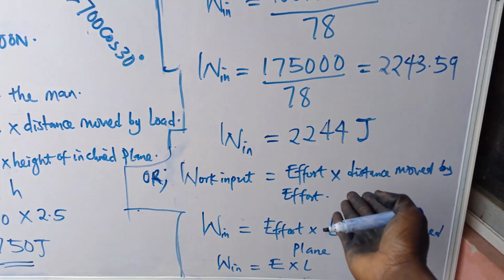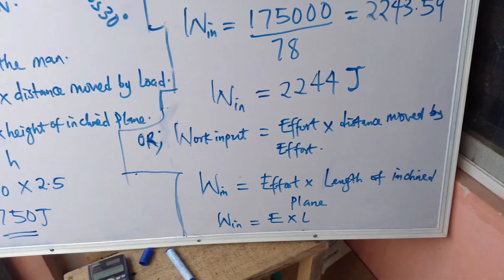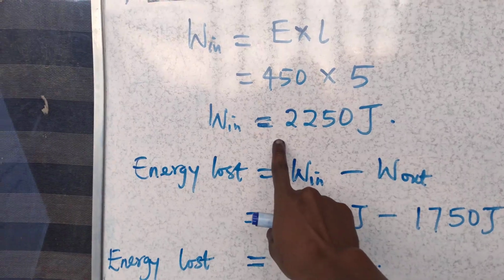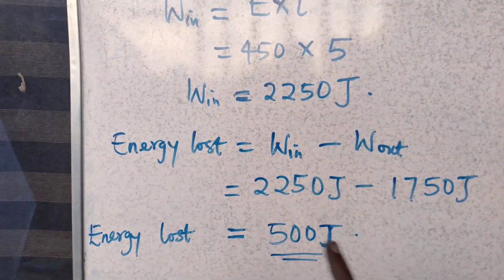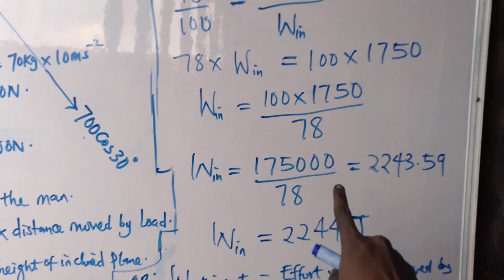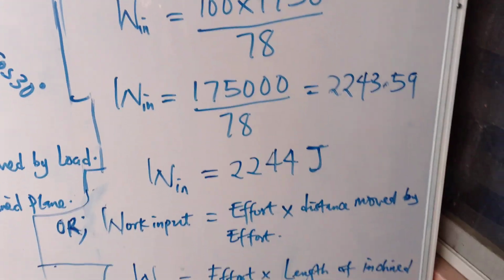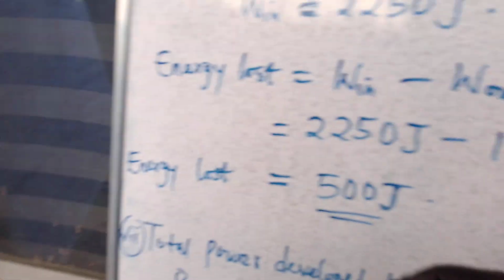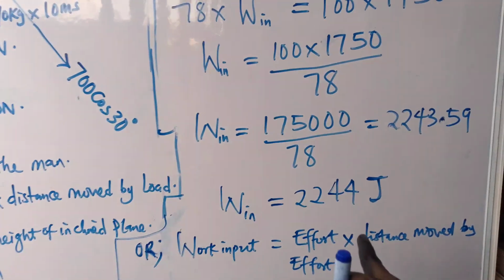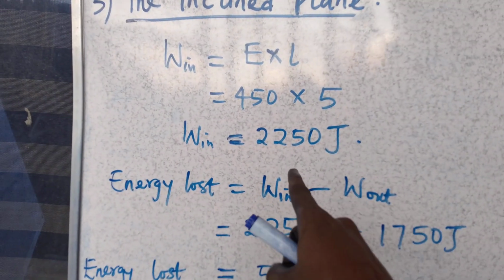So you see that this formula is even more convenient, because it doesn't give you a decimal value. It just gives us 2250, a complete whole number. But this other one will give us a decimal value of 2243.59. That was why I decided to go with this one, and I neglected the other. So that is the work input. The work input is this 2250.